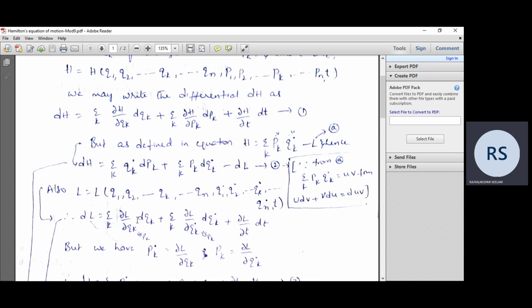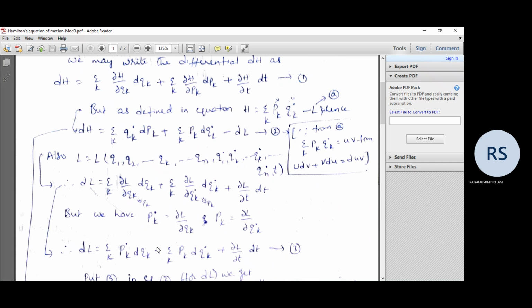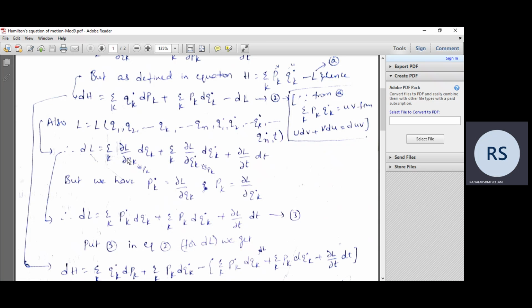If you see ∂L/∂qk, it is pk dot, and ∂L/∂qk dot is pk. So we can replace these two terms with pk dot and pk respectively. As I told you, pk dot means ∂L/∂qk, and pk equals ∂L/∂qk dot. We are replacing with these in this equation. So dL equals sigma k pk dot dqk plus sigma k pk dqk dot plus ∂L/∂t dt. This is equation number 3.